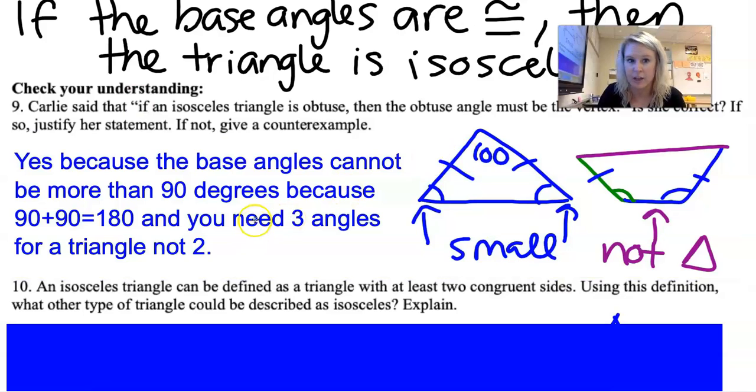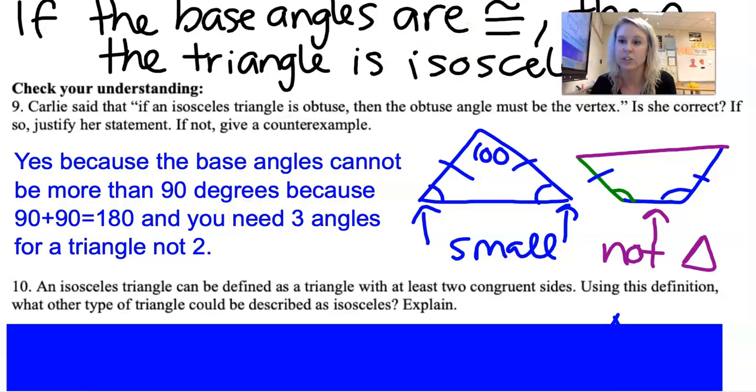Number 9. Carly said, if an isosceles triangle is obtuse, then the obtuse angle has to be the vertex. Is she correct? Yes, she is correct. We know triangles have to be 180 degrees. So if a triangle is obtuse, that means one angle has to be more than 90. For example, 100. You can't have another obtuse angle in a triangle because 100 and 100 is 200, and we've already taken all of our points away for a triangle. So you can't have two obtuse angles in a triangle.